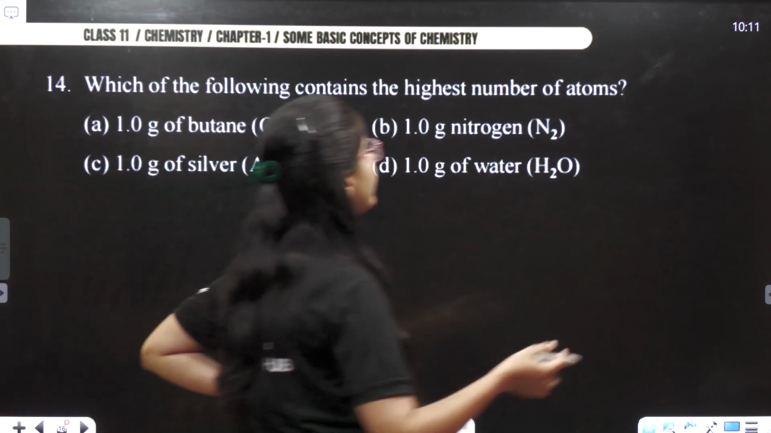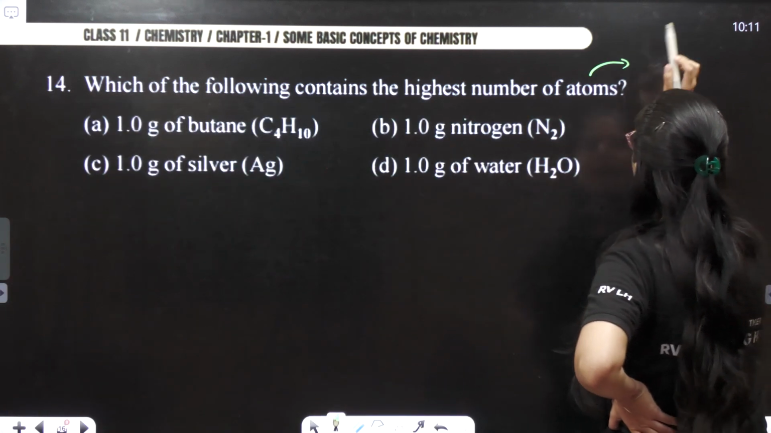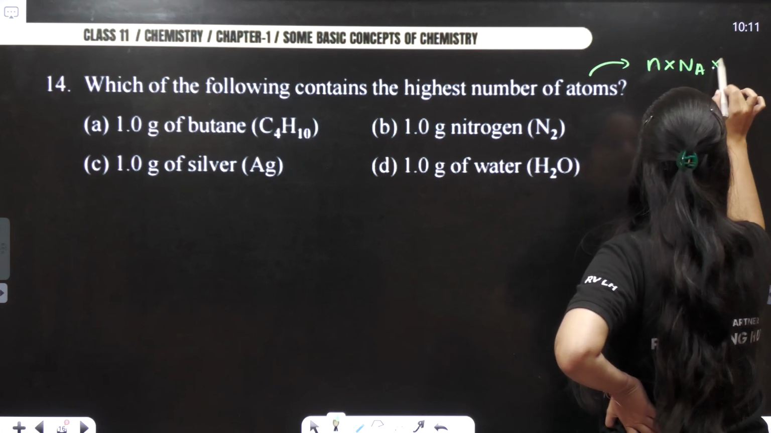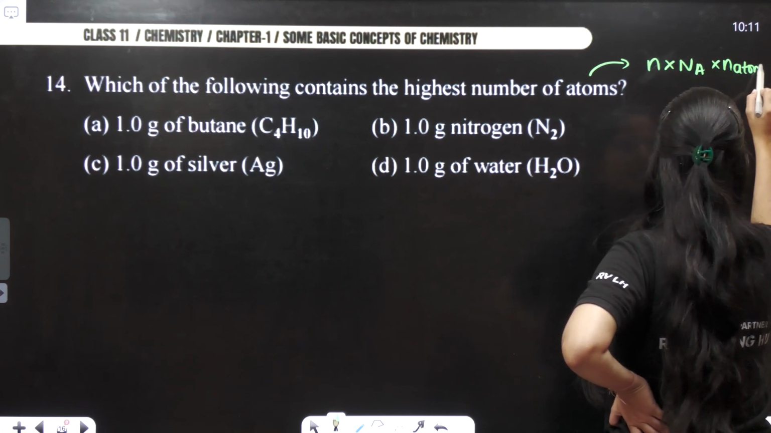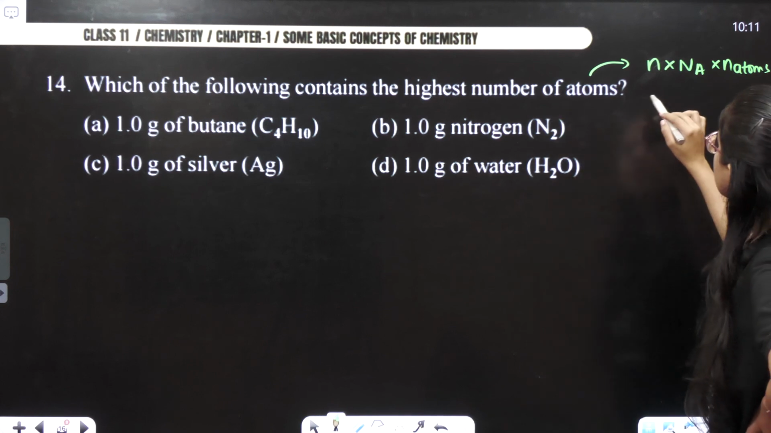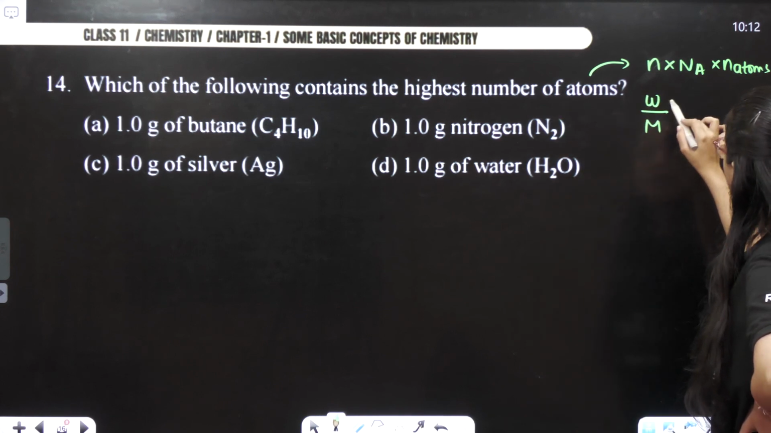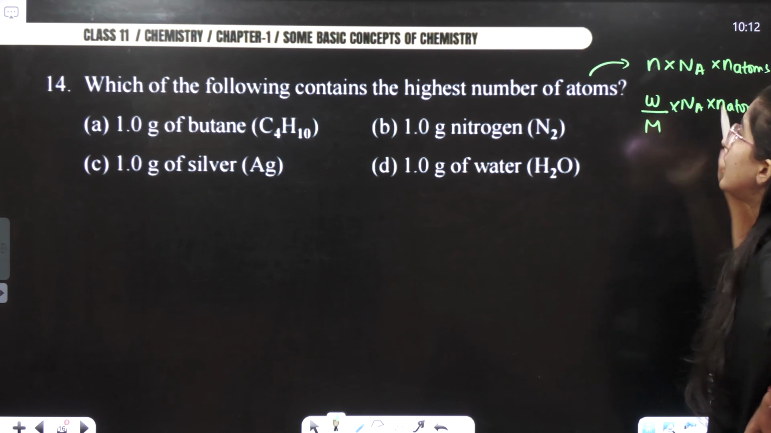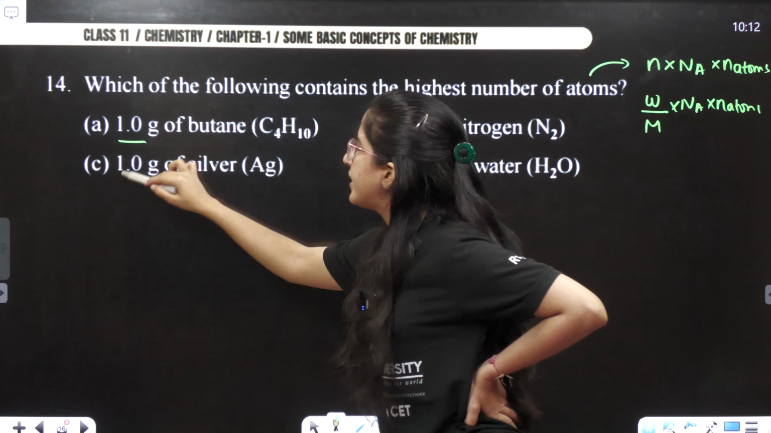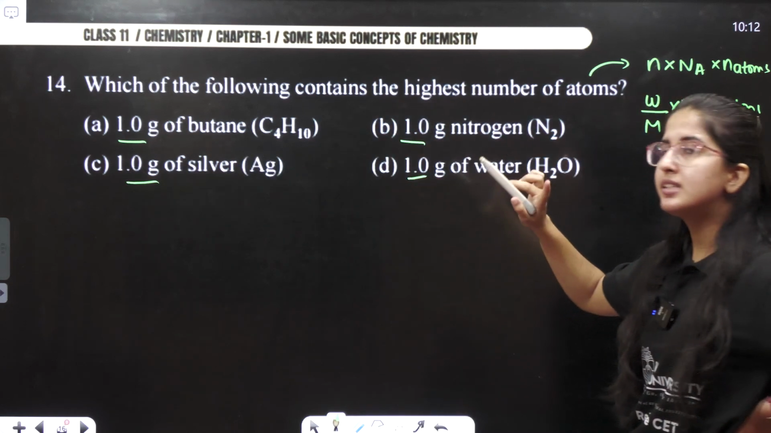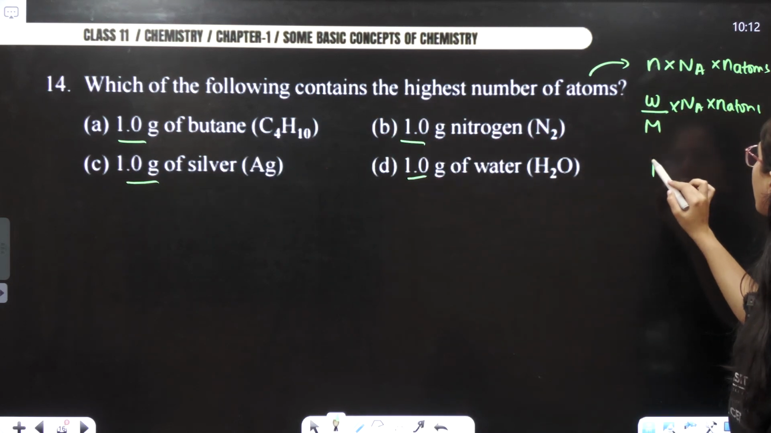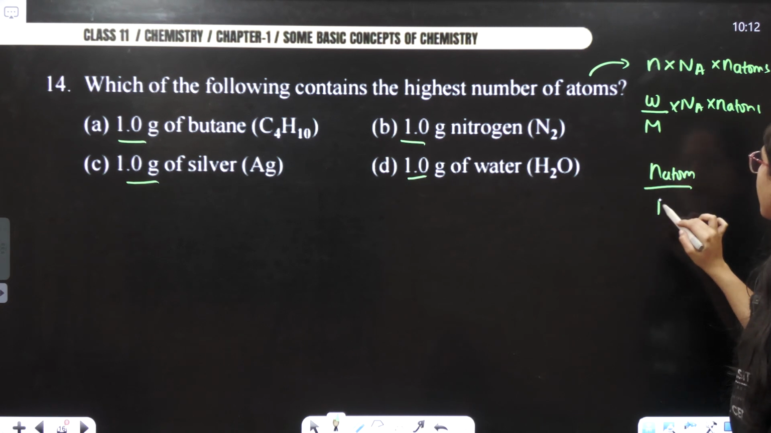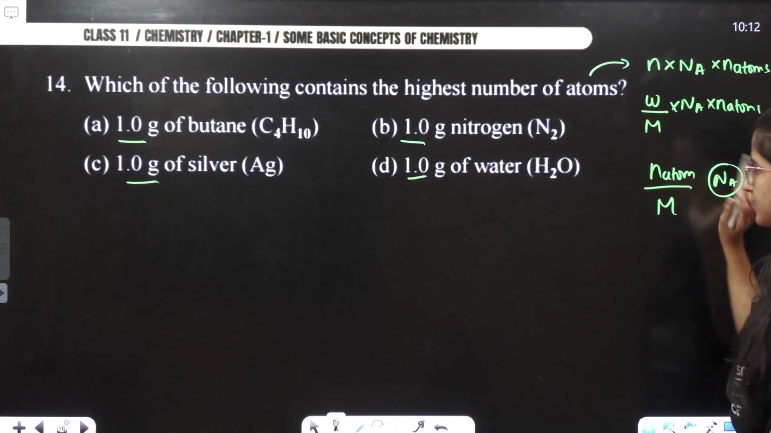Next question. Which of the following contains the highest number of atoms, they have asked? So how you will calculate number of atoms? So number of atoms can be calculated by number of moles, Avogadro's number, into number of atoms present in a molecule. Correct? So number of moles can be written as weight divided by molecular mass into Na, into number of atoms. If you carefully observe here, mass is given as a constant. So now you will just consider the ratio of your number of atoms divided by molar mass, and Na will be a constant just. Okay.